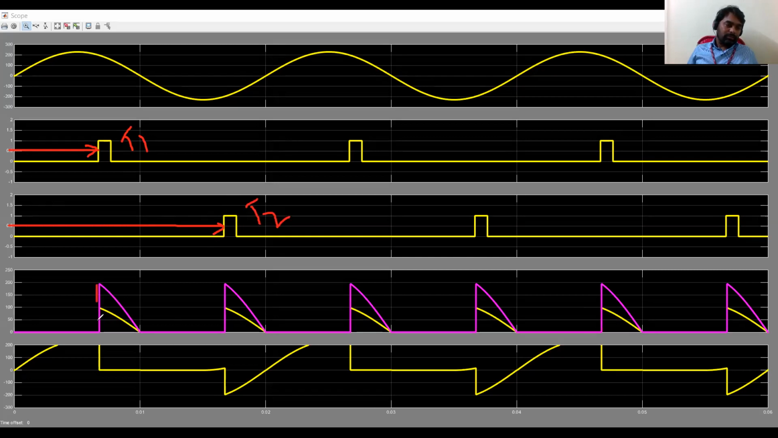So from this point onwards, since T1 is in conduction state, you will get output voltage and output current. Similarly, from this point onward, we'll get the output voltage and output current, because T2 and D1 will be in conduction state. Just recall the equivalent circuit. Okay. Now this is about the RL load.